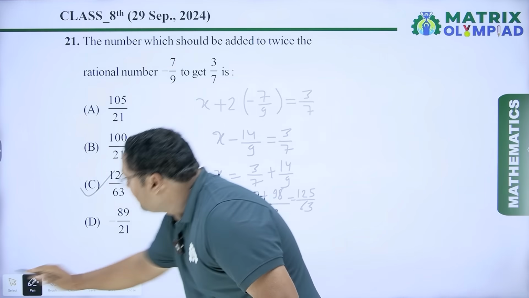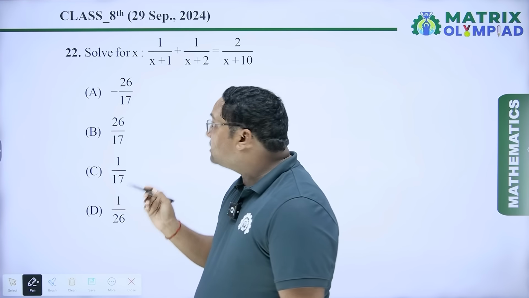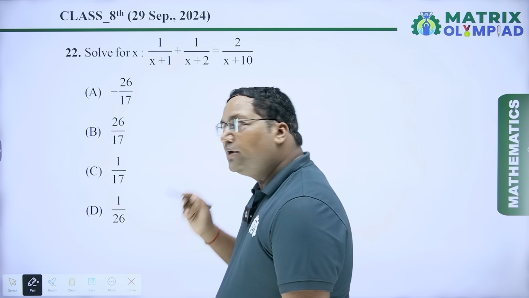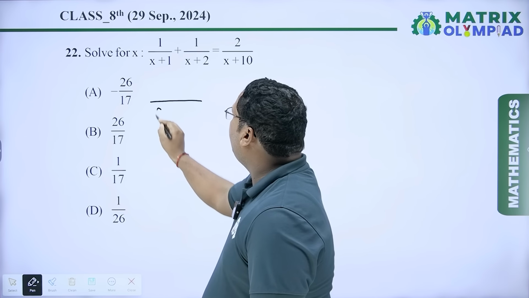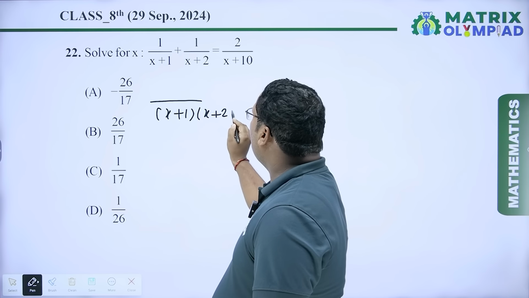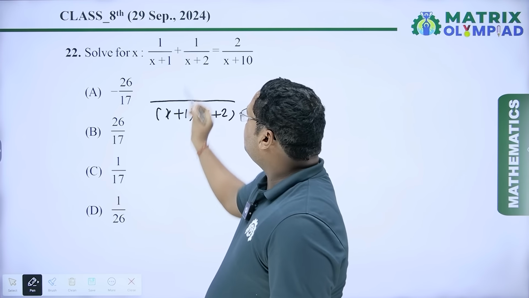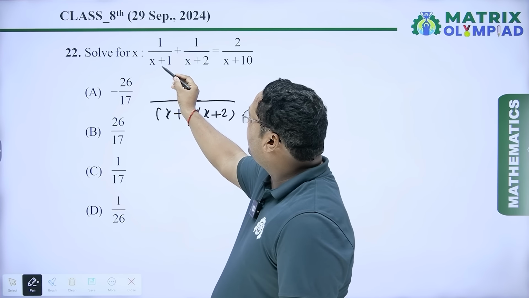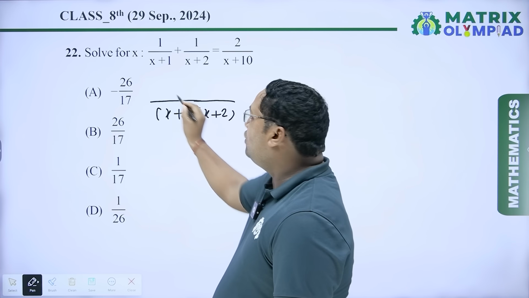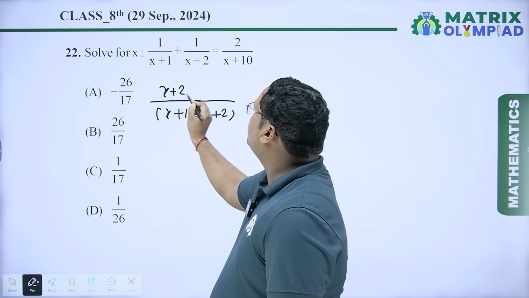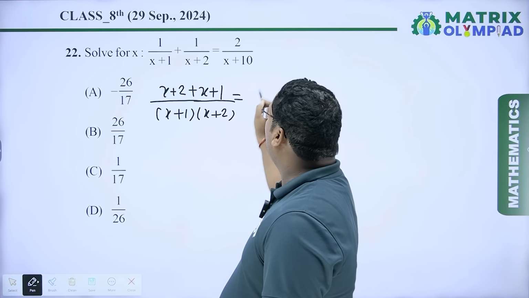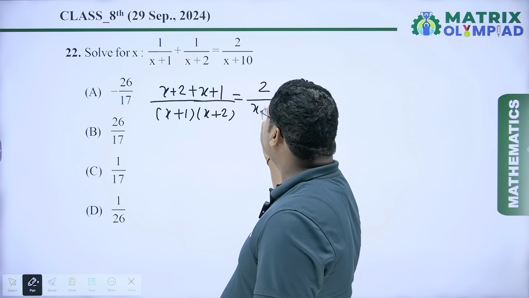Now coming to next question, solve for x, 1 upon x plus 1 plus 1 upon x plus 2 equal to 2 upon x plus 10. Now we have to take again LCM. LCM is x plus 1 into x plus 2, and here now we have to divide x plus 1 by this whole denominator, so we will get x plus 2, so it is x plus 2 plus, similarly here we will get x plus 1 is equal to 2 upon x plus 10.